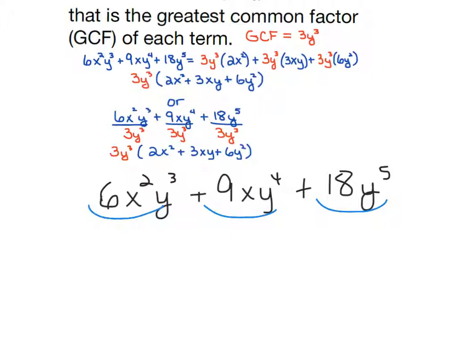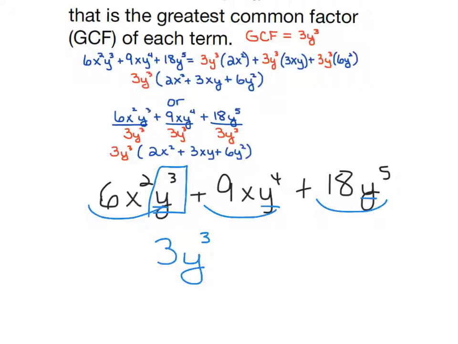Now, to find the GCF of the coefficients, we could either do a factor tree, we could do an organized list. A lot of you are probably really good at this and say, you know what, I don't even need to do any of that. I know my greatest common factor between 6, 9, and 18 is going to be 3. And then of the variables, they all have the y's, and I look for the smallest exponent, which is going to be y to the third.